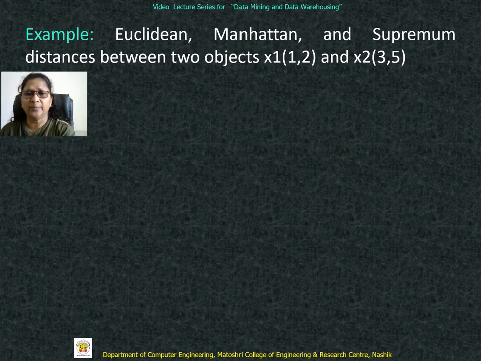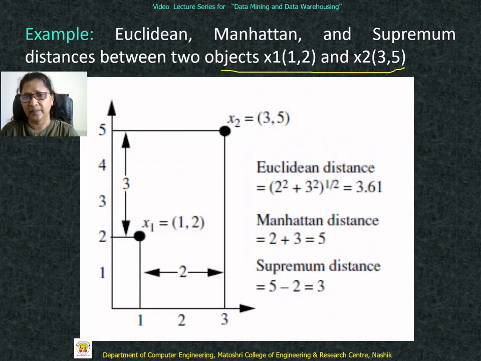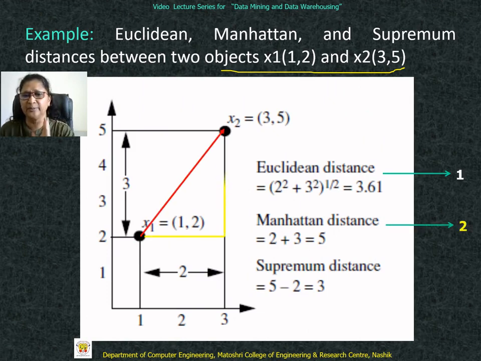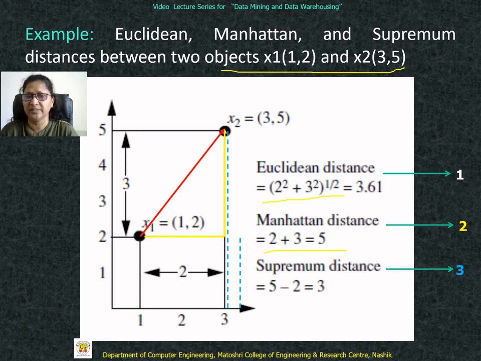This was the Euclidean norm. Let us solve a few examples to compute the Euclidean, Manhattan and supremum distance between two data objects x1 and x2, defined with the values 1, 2 and 3, 5. If you look at this figure, Euclidean distance we learned how to compute. It is computed using the square of differences between coordinates and its square root. Manhattan distance is the simple addition of absolute differences, and supremum distance is calculated as 5 minus 2, which is equal to 3. How is this computed? How did we compute supremum distance? Here we have taken the maximum among the differences. Let's look at the formula for computing supremum distance.